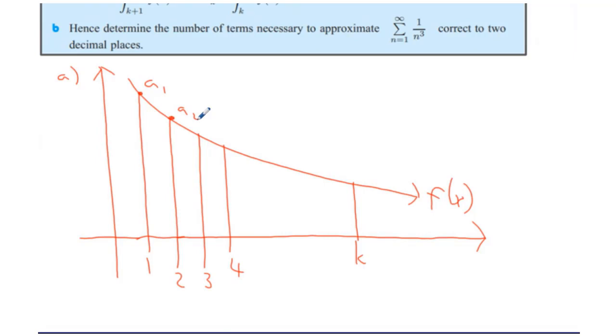And what you do, you add up a load of rectangles. So you might add up these rectangles, the uppers, or you might add up some lower rectangles, but you are definitely going to add rectangles.